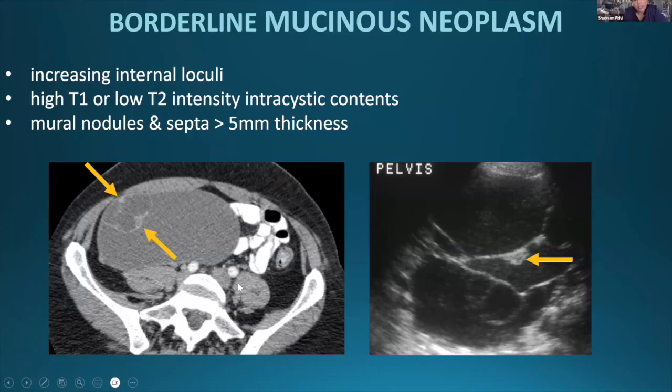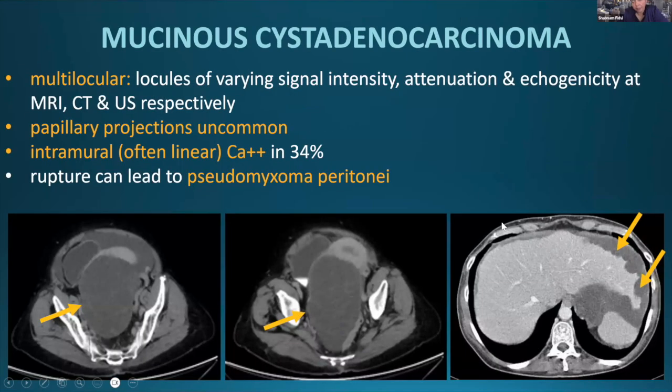This axial contrast enhanced CT image through the pelvis shows a large cystic adnexal mass. This component actually has a multilocular configuration, and you can see some enhancing mural nodularity. You'll appreciate the same thing on this transabdominal ultrasound image, which shows a multiloculated cystic mass, and the orange arrow is showing a mural nodule. And this was again pathologically confirmed borderline mucinous neoplasm.